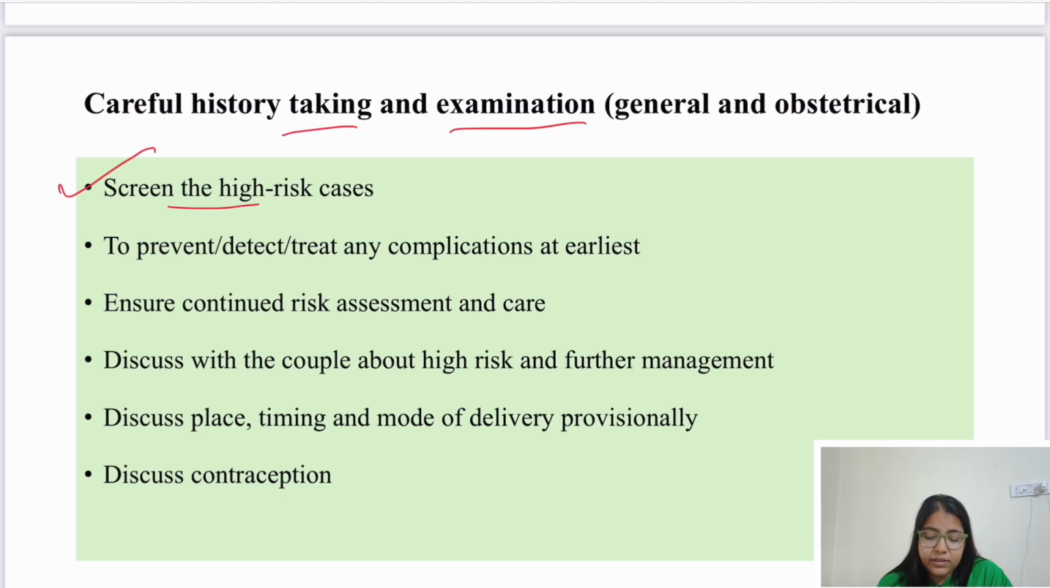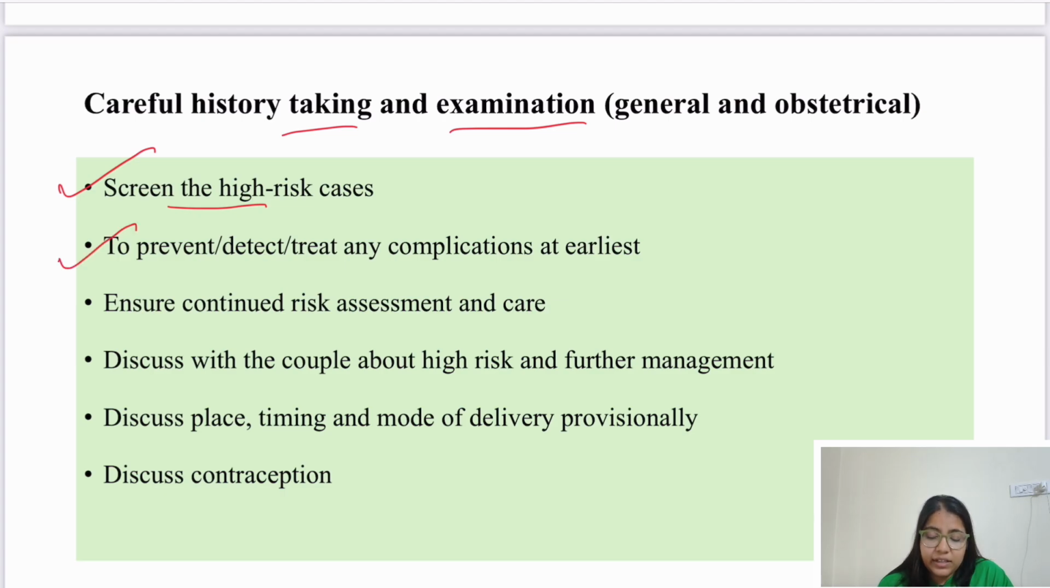History taking and examination help us in screening high risk cases. High risk cases have some additional management: regular, more frequent follow-up, more investigations, more ultrasounds and more consultations from different departments. We need multidisciplinary management in some high risk cases. That is why it is very important to screen the high risk cases, because the care we provide to a normal ANC patient and to a high risk case is different. Here I'll be talking about normal ANC cases in this topic only.